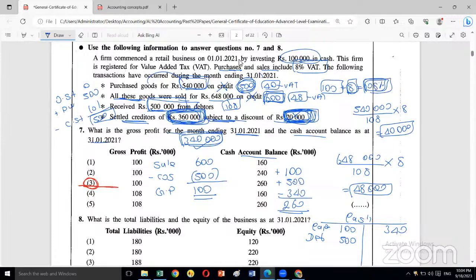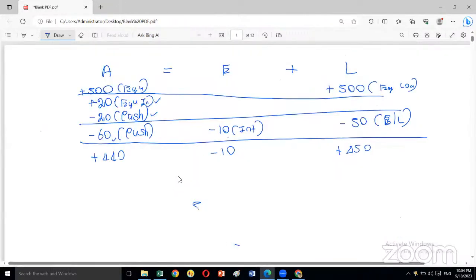So how to do the working? Listen to me very carefully. One more time I'll explain. 540,000 is the purchase. This 540,000 includes VAT, which is equal to 108%. Now I want to find the VAT. So I divide by 108, because this is equal to 108.